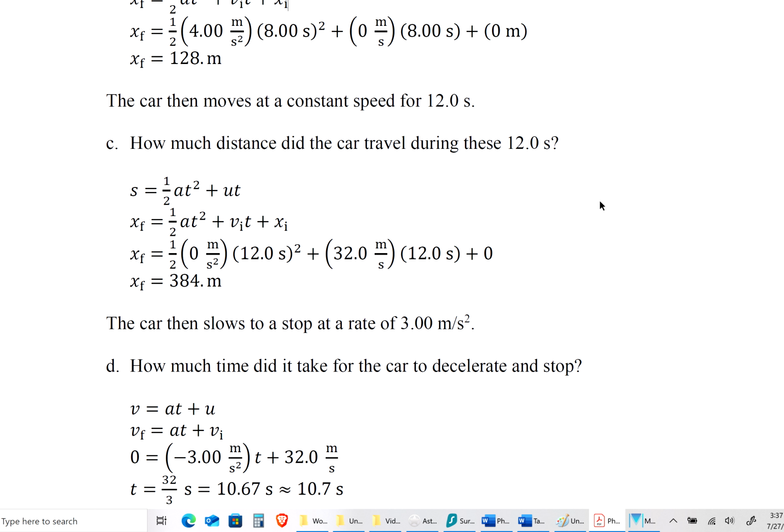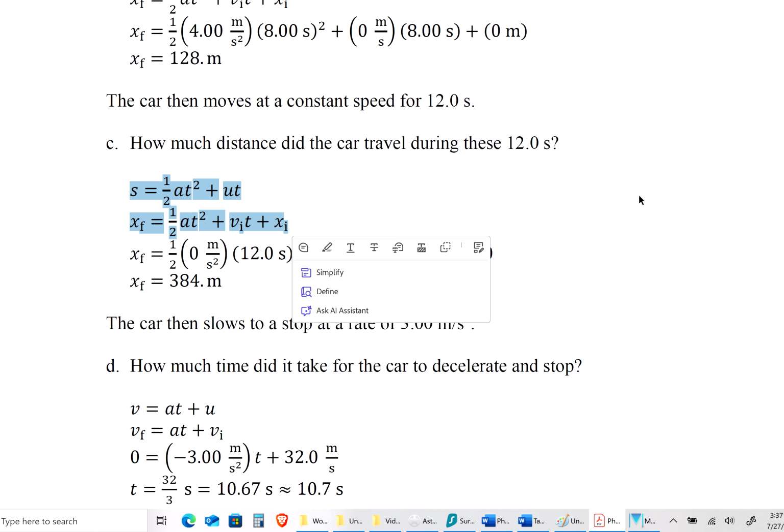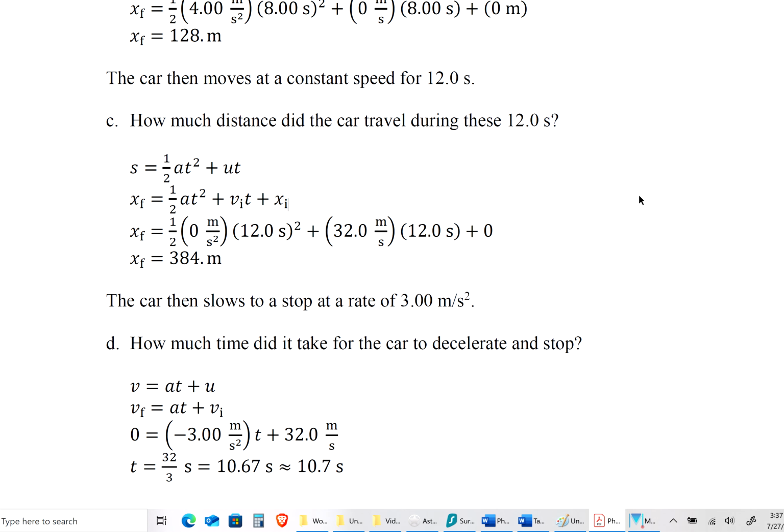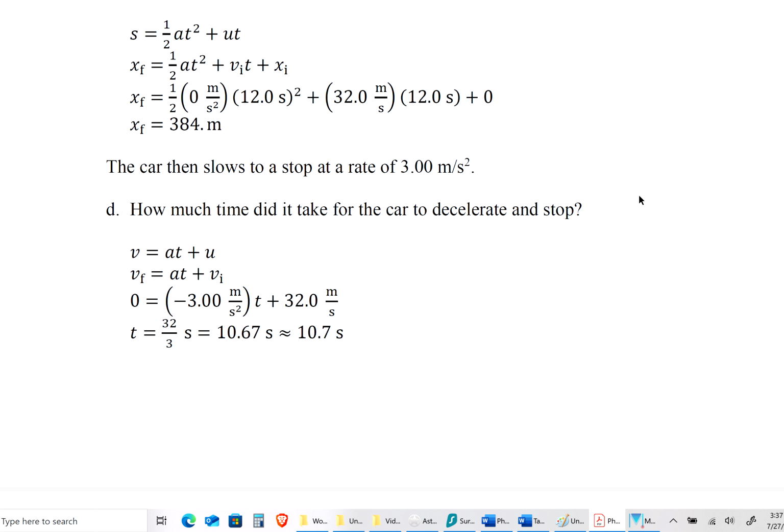Part C, how much distance did the car travel during these 12 seconds? Take a look at this equation again. S is change in displacement, A is acceleration, T is duration of time, U is initial velocity. The car then slows to a stop at a rate of 3 meters per second squared. So that's the acceleration, negative 3 meters per second squared.